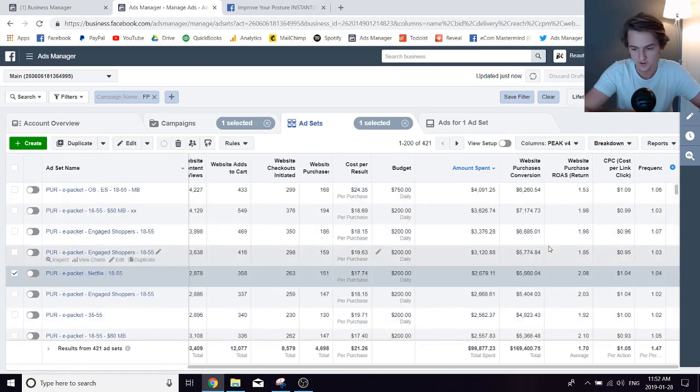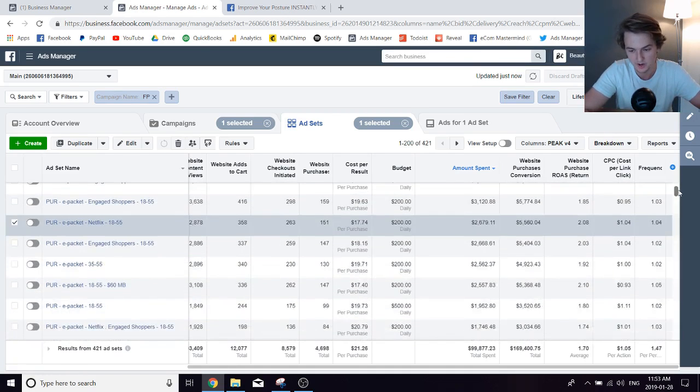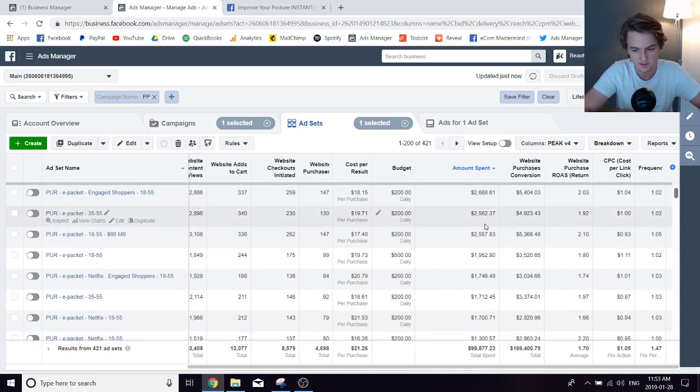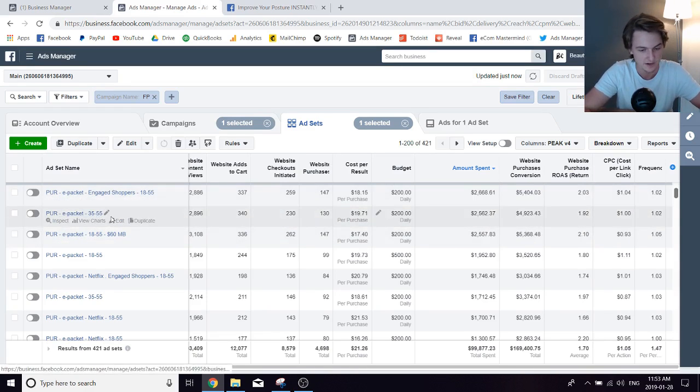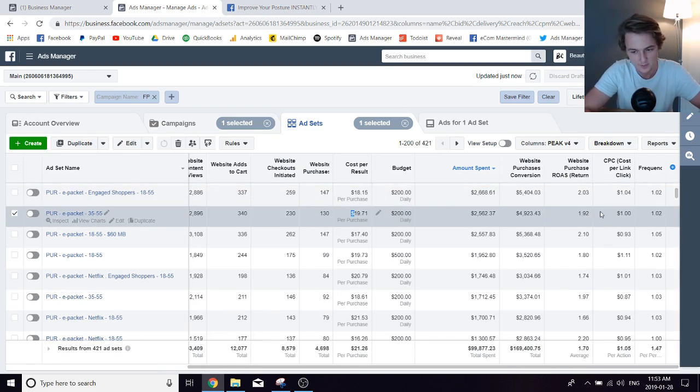I had all these different audiences that are just extremely broad audiences that I was testing and I was spending a lot on. And then I was trying to narrow in a bit. So, I broke it down by age, and I saw that the 35 to 55 age range was profitable, and so I narrowed it down to that. And it didn't make that big of a difference, honestly, because this is such a general product.